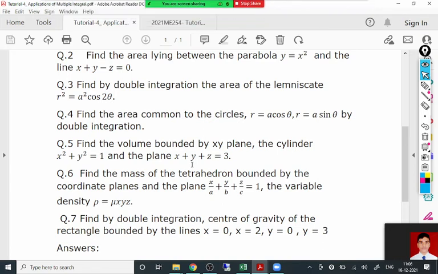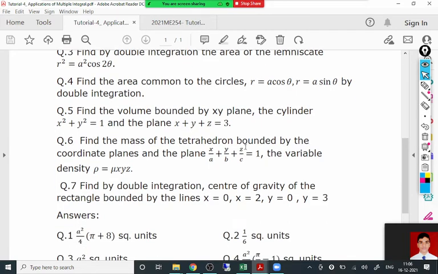Question number 5 comes on volume now. This is the first question that is asked on volume here. So we have to find a volume. First tell me, what is the formula for volume?